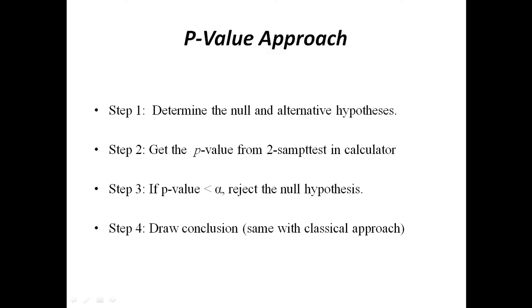Let's talk about p-value approach. Step 1, we will determine the null and alternative hypothesis. Step 2, we will get the p-value from two-sample t-test in calculator. Step 3, if p-value is less than alpha, reject the null hypothesis. Step 4, draw conclusion as we did in classical approach.